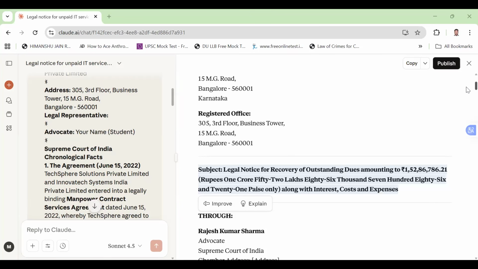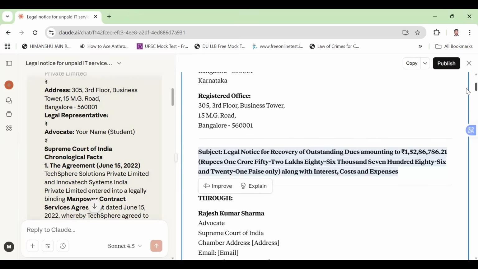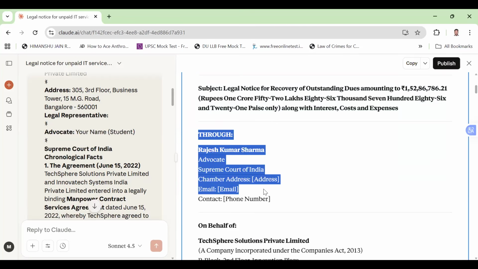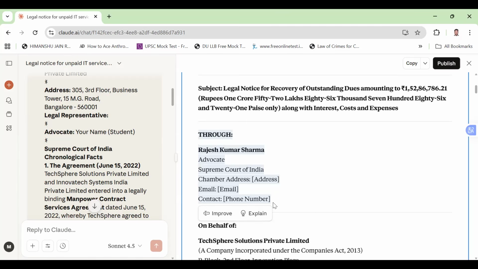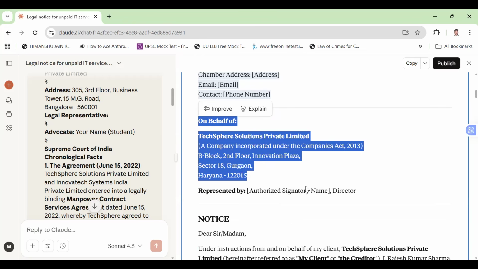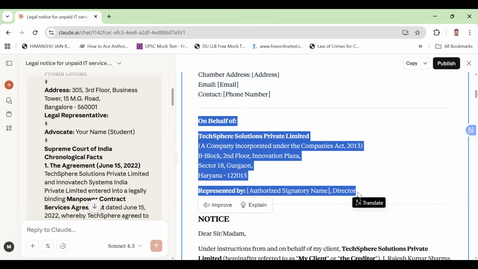So after this, just skip this part, because it is written here as we have not enshrined this on the top of the legal notice. You have to write it on the top of the legal notice with your name, Advocate, Supreme Court of India, your address, your email, your contact number. And you can skip this "on behalf of" also. You can just write it down here also.